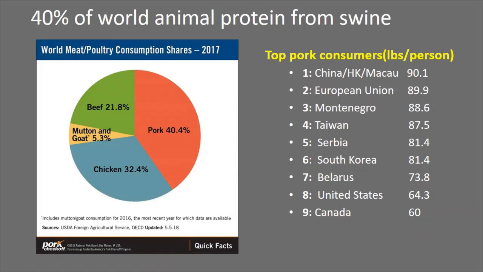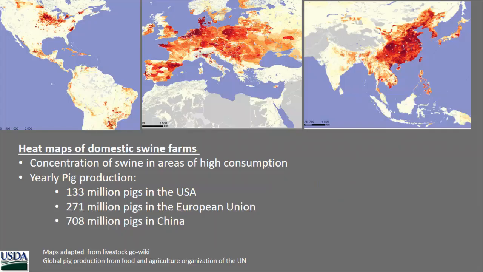As most of you know, about 40% of the world's animal protein comes from swine, with top pork consumers being China, the European Union, and the U.S. at number 8, where China and the European Union eat approximately 50% more pork than we do.